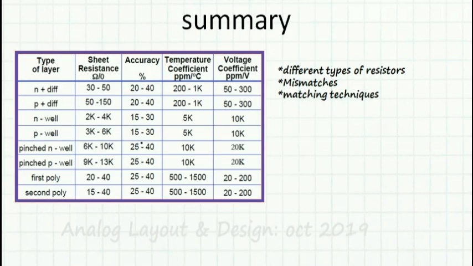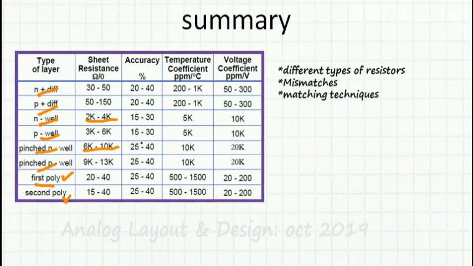Now let's summarize the different topics that we discussed today. We discussed different types of resistors like the N plus diffusion, P plus diffusion, N well, P well, pinched N well, pinched P well, and we have discussed polyresistors. Sometimes we also have double poly processes. Then we have two polyresistors, which is the first poly and the second poly. And we also discussed that the pinched N well will have a higher sheet resistance. So you can see N well has 2 to 4K, whereas pinched N well has got 6 to 8K.